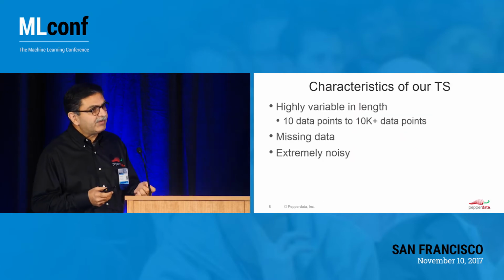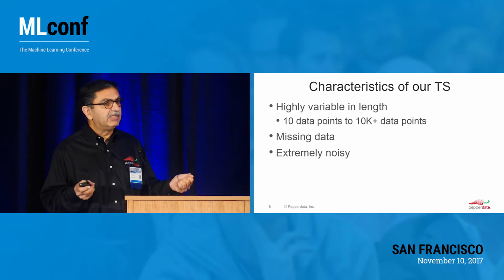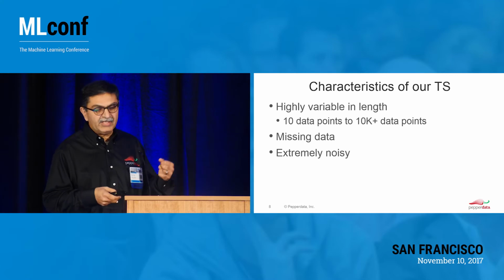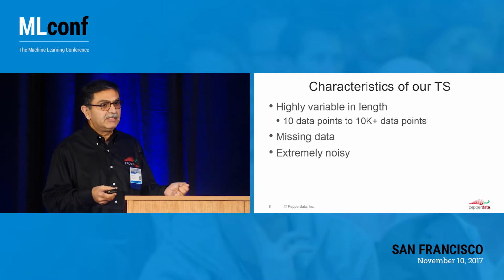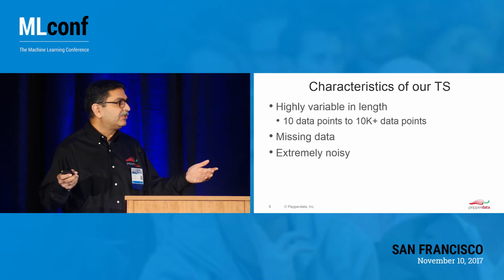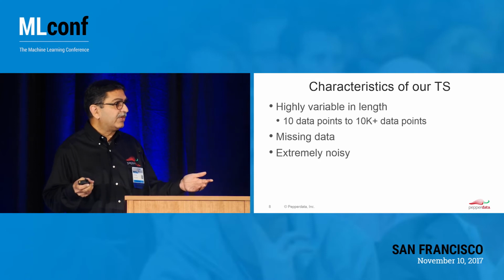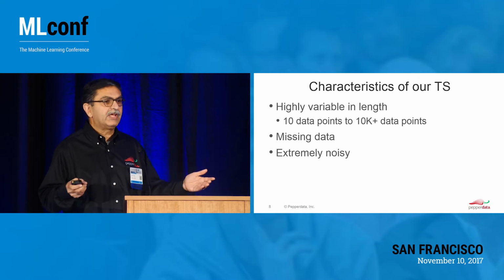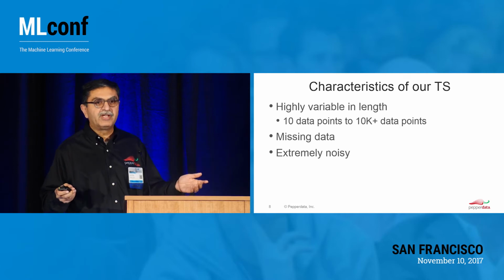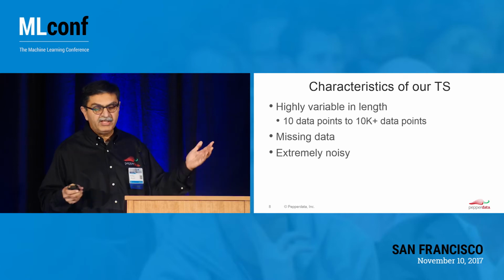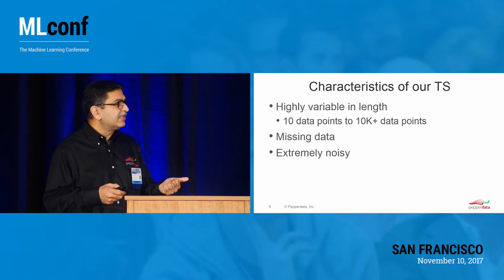So the characteristics of our data set are interesting. It's highly variable in length, right? We can have data sets that are only 10 data points long. Something might happen to the network, we might not get reporting data back, so there's missing data. Or there could be a job that is running for 24 hours and is reporting back to us every 5 seconds for every single thing on a 4,000 node cluster. So it could be tens to hundreds of thousands of data points that come in. Highly, highly variable.